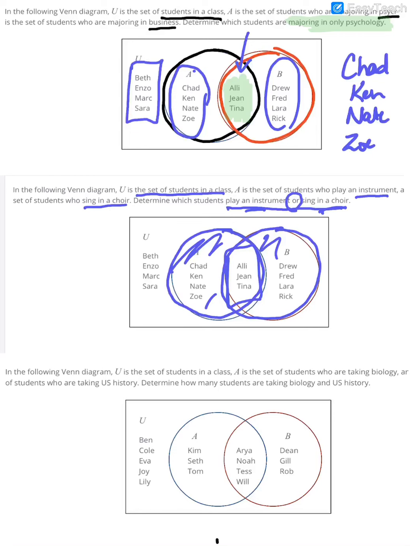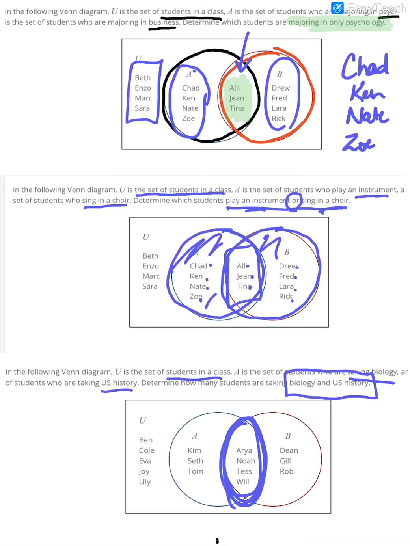So when I would make my list, I'm not going to write all these out, but I would include Chad, Ken, Nate, Zoe, Allie, Jean, Tina, Drew, Fred, Laura, and Rick. All of those are either playing an instrument or singing in the choir or doing both. Okay, finally, U again is the set of students in a class. A is the set of students who are taking biology. B is the set of students who are taking history. And this time they're wanting to know which students are taking both. And so the both is where the circles overlap. So that would be my students taking both.